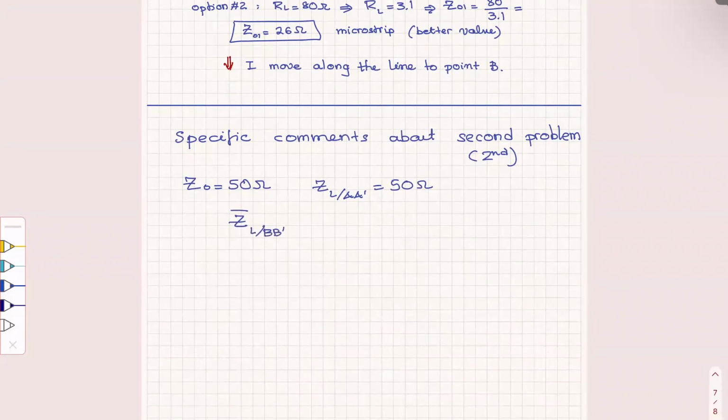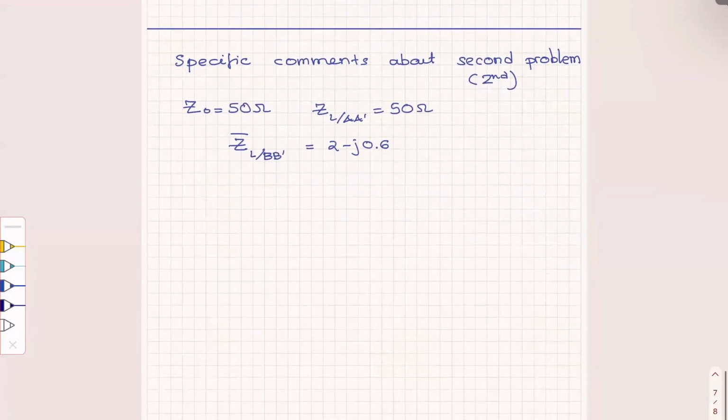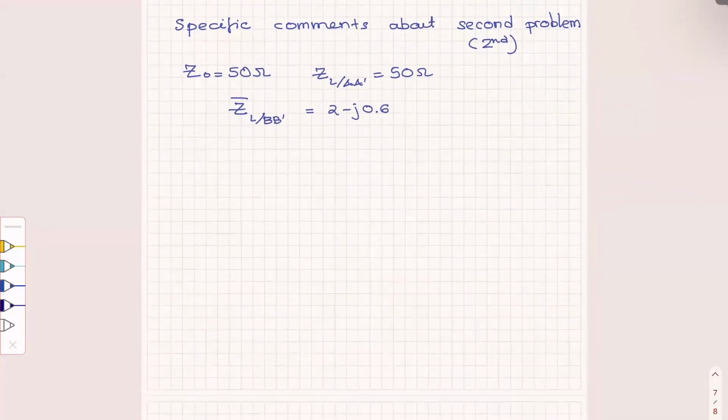How much is it going to be? 2 minus j 0.6. And then what you can do is solve a similar problem to the stub matching.